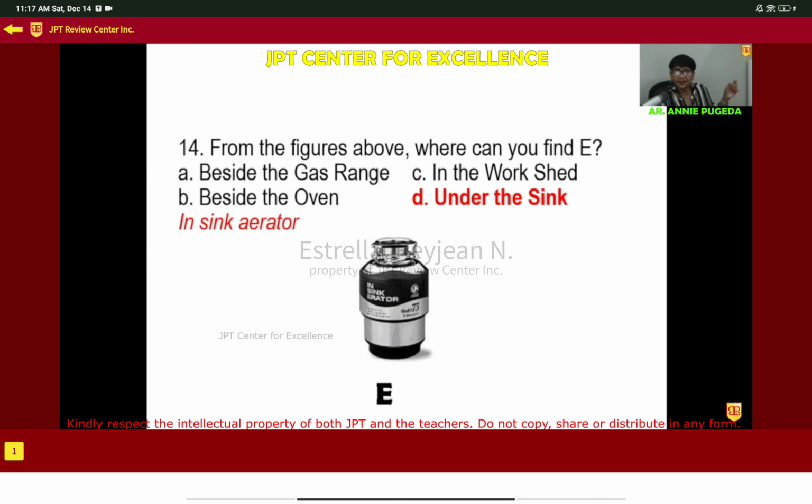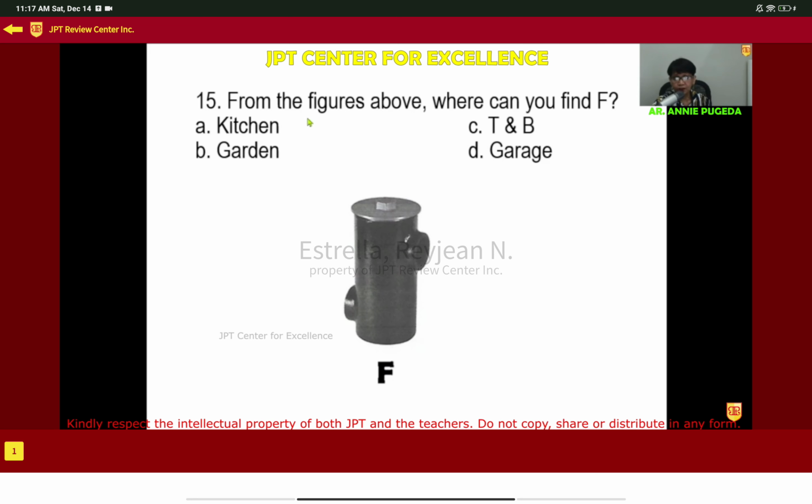Teka ba? Wawala ako sa dito. Ayan. Okay. So, dito talaga pwede newscaster. Now, where can you find F?